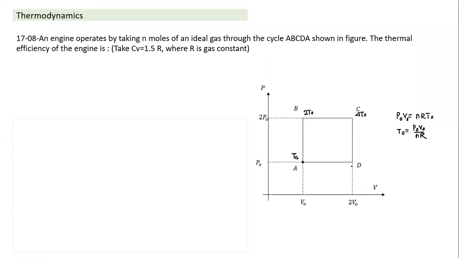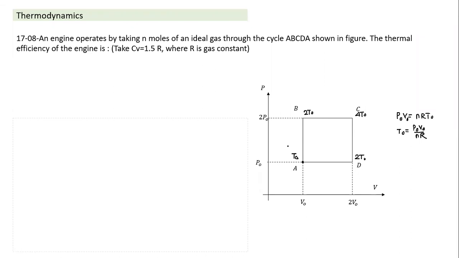And what will the temperature be here? P naught into 2V naught, this will become equal to 2 T naught, because everywhere I'm taking the product of pressure and volume, it will change in proportion to the product. Here P naught V naught, here 2 P naught V naught, that's why it becomes twice. This point is 2 P naught into 2 V naught, which is 4 P naught V naught, so it becomes 4 T naught.